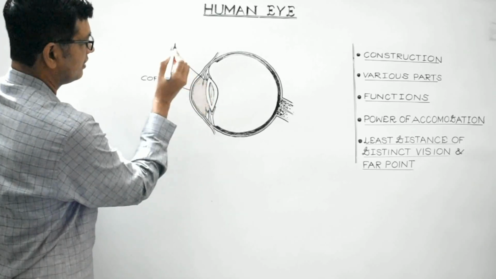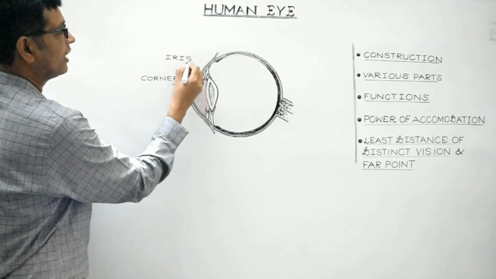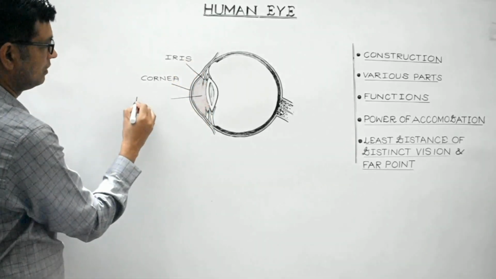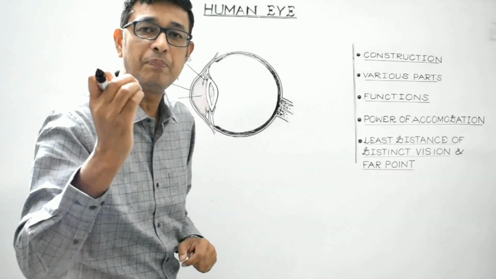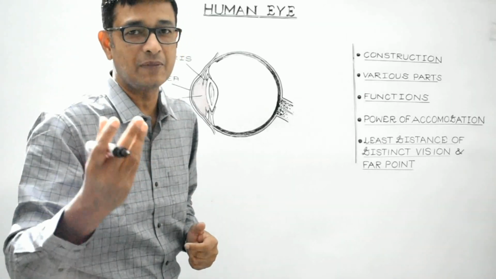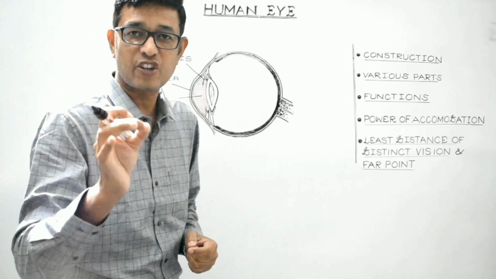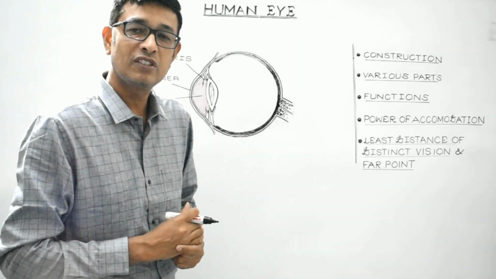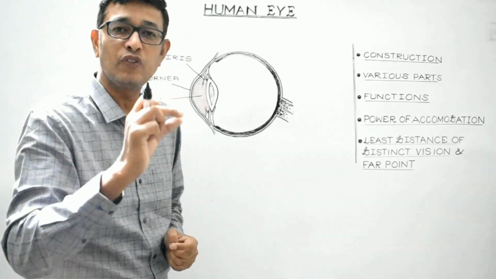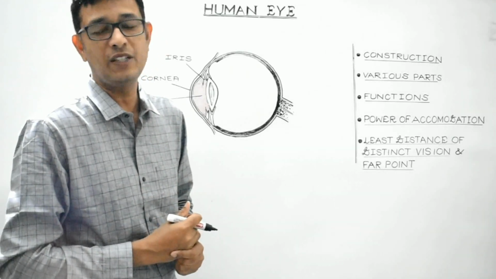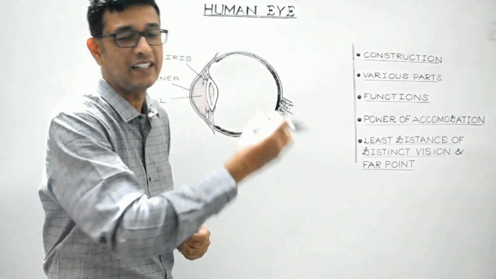This is iris. It contains a central hole which is known as pupil. This is the pupil. And iris contains some pigments which is helpful in determining the color of the eye. Also, students, due to the muscle action of the iris, it controls the size of the pupil. The iris can vary the size of the pupil from 2 millimeter to 8 millimeter, so as to allow a suitable amount of light to enter into the eye.